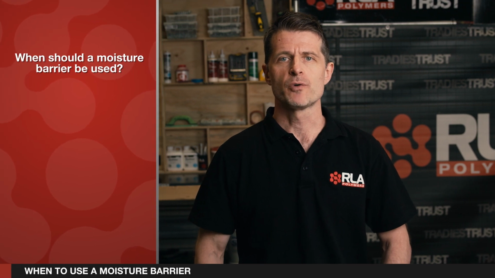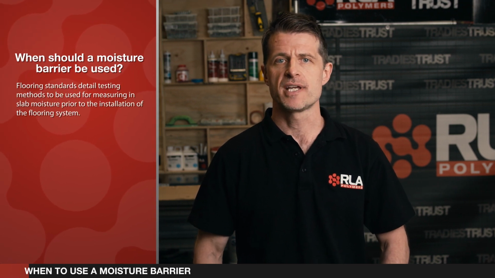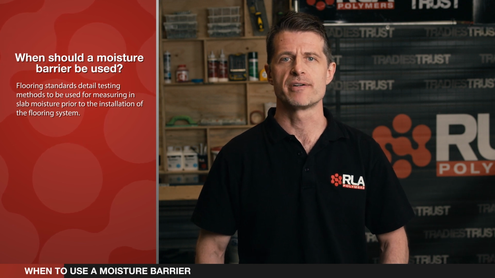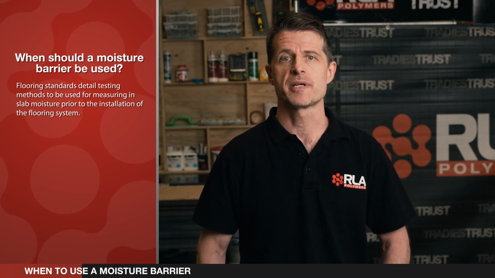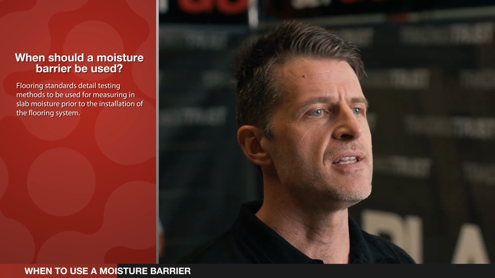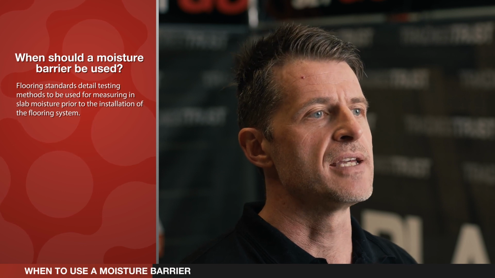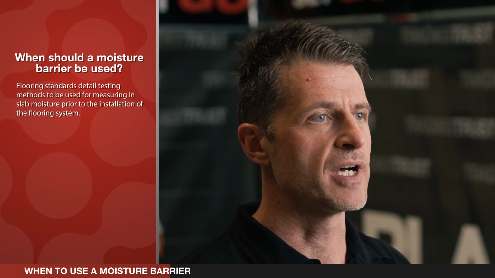So when should a moisture barrier be used? Flooring standards covering the installation of textile and resilient flooring systems are very clear on the requirement for moisture barriers, setting the parameters for acceptable substrate moisture content and water vapor transmission rates. These standards include AS 1884 for resilient flooring and AS 2455 for textile floor coverings.